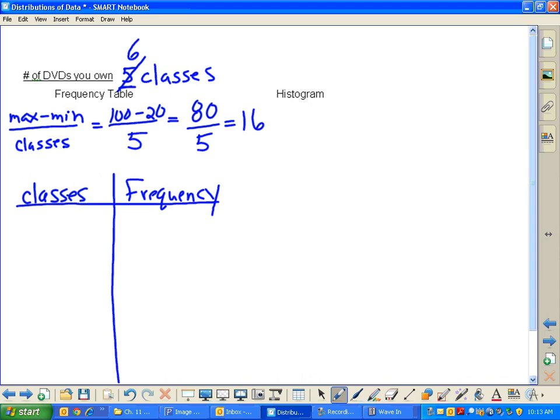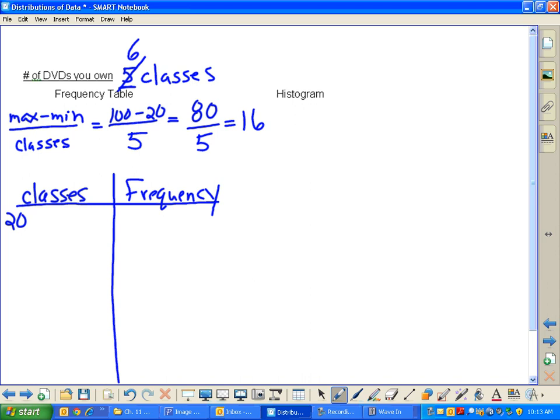Your first class needs to start at the smallest data value. Remember, there's no spaces in between. So our smallest data value is 20. The class width is 16. So to get the starting value for each class, I'm going to add 16 onto this number here. So 20 plus 16 gives me the next place where my next class should start.